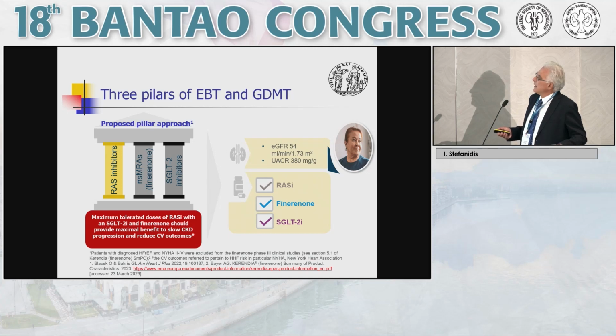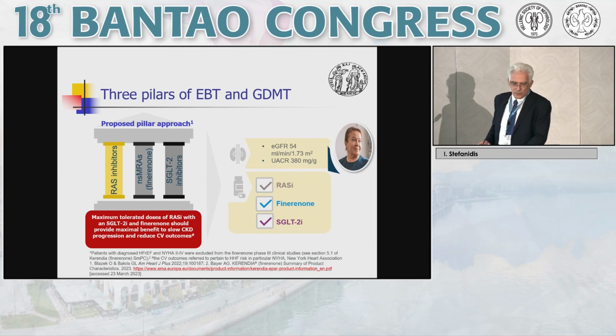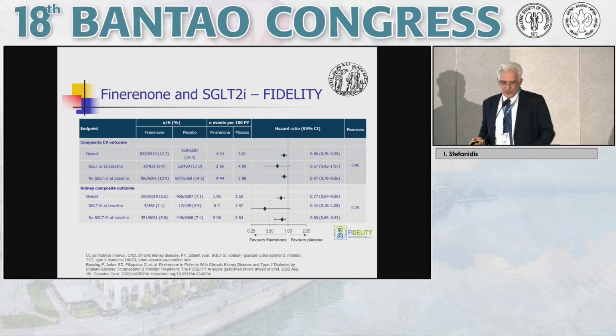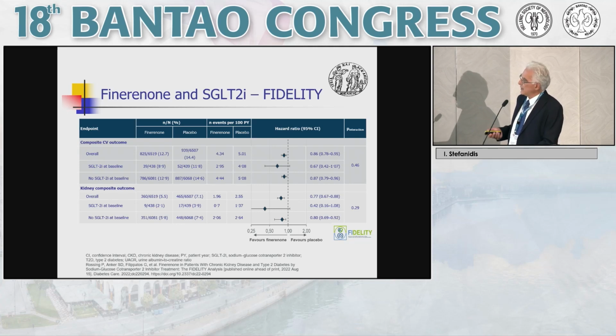The three possibilities: RAS inhibition was there, SGLT2 inhibition was there, and to add MRA, and that was done. Is it possible to do that? Do we have something to prove the usefulness of MRA on top of SGLT2? There were in the Fidelity study about 900 patients who received non-steroidal MRA, finerenone, on top of SGLT2 and the other treatment.